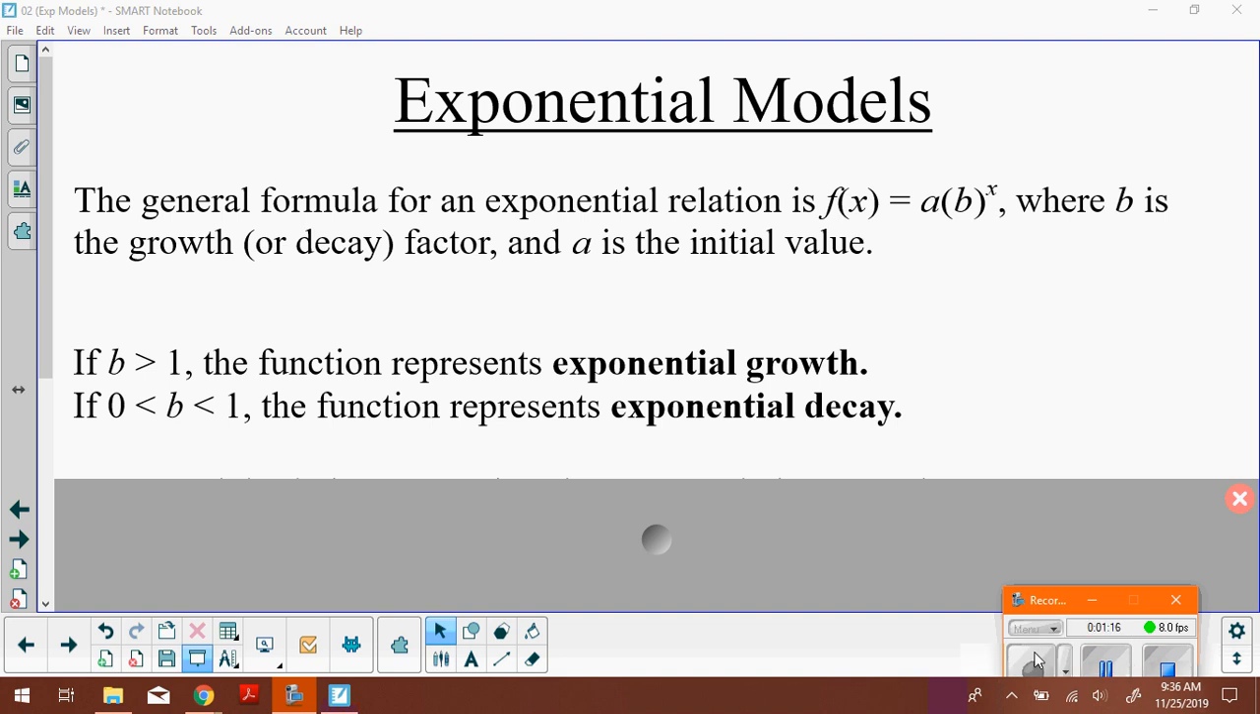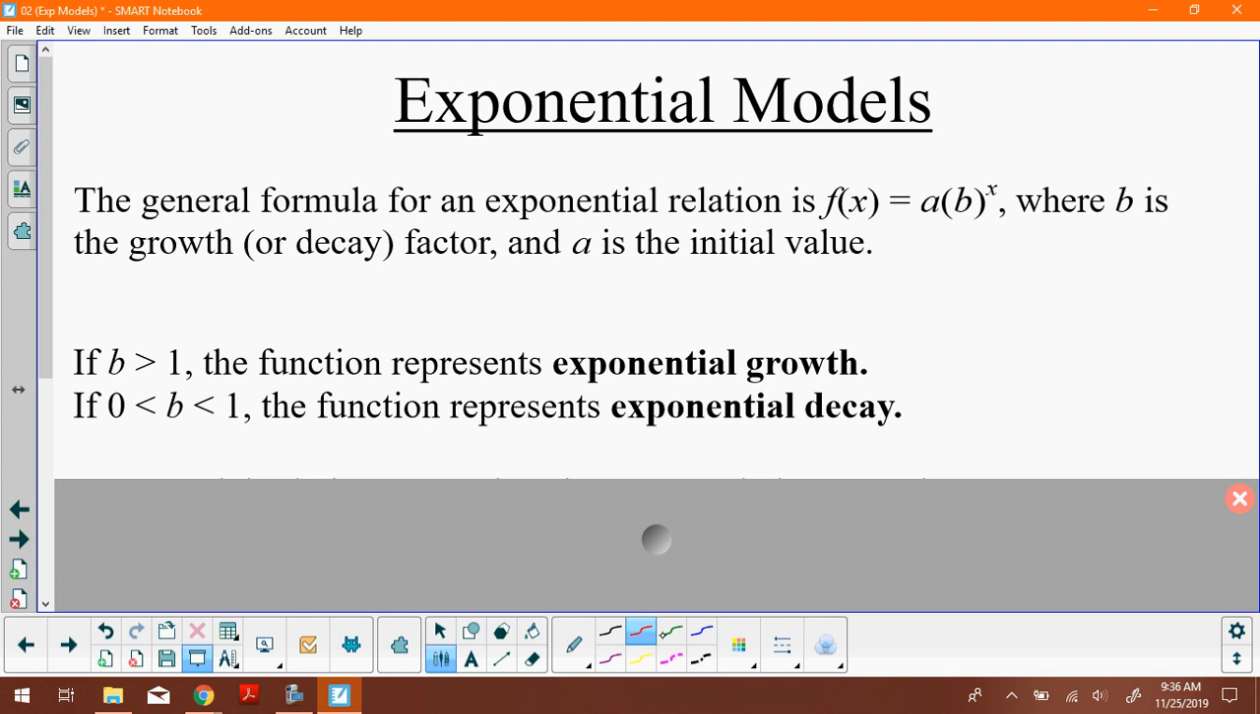Visually, what that kind of looks like: if it's exponential growth, the graph is going to look something like this, although maybe not so wiggly. There we go, better. And for decay, it's just going in the other direction, so something like that.